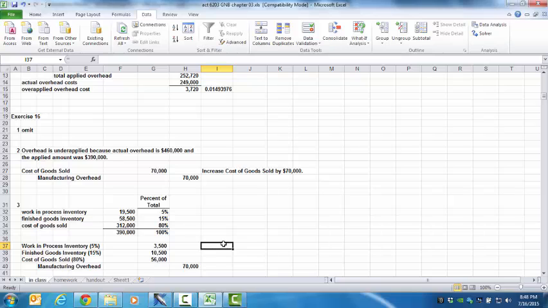So this would increase work in process by $3,500, increase finished goods by $10,500, and increase cost of goods sold by $56,000. And you can see I'm not putting quite as much in cost of goods sold, so it won't have as significant of an impact. And those are the basic approaches.